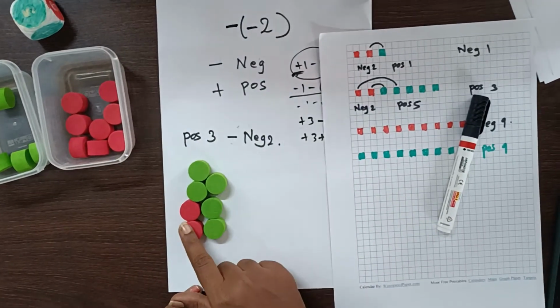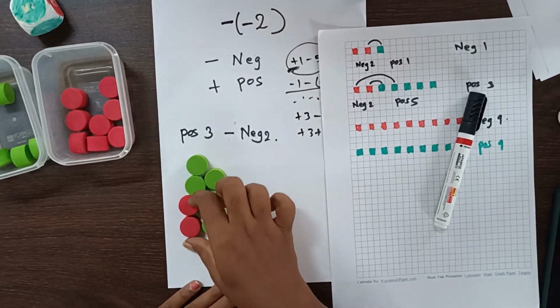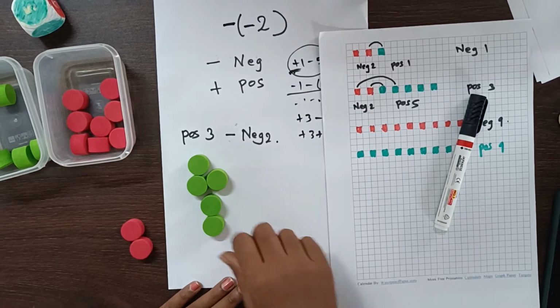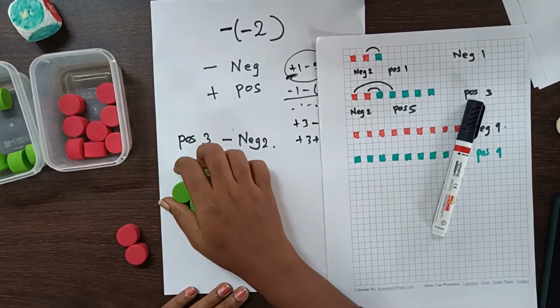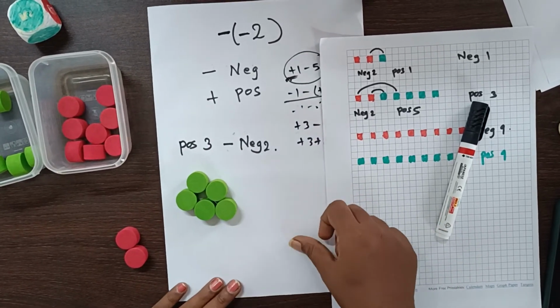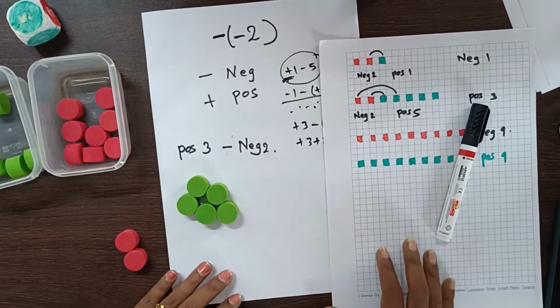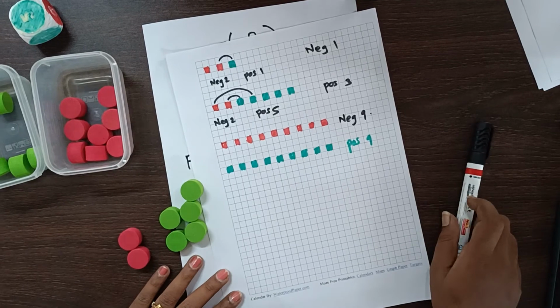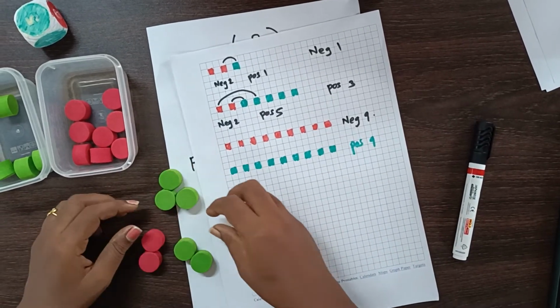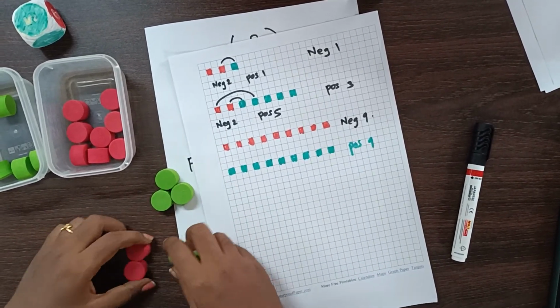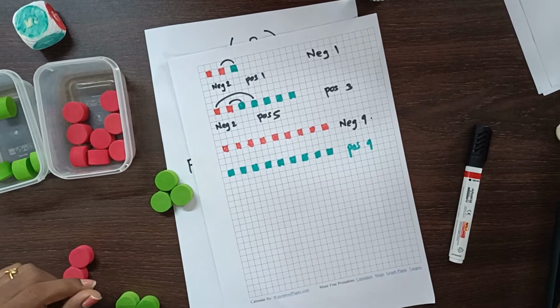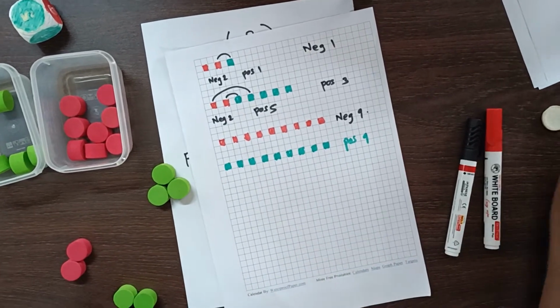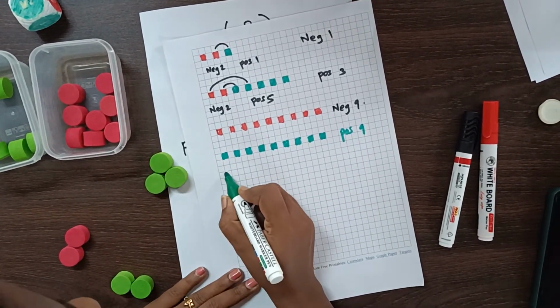So we have negative 2, and when we take away negative 2, we are left with positive 5. Always have this practice of also writing it down so that it doesn't confuse children. Initially we had positive 3, and we wanted to remove negative 2. So that's positive 3.